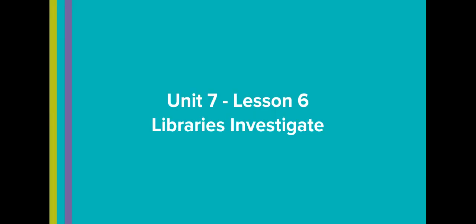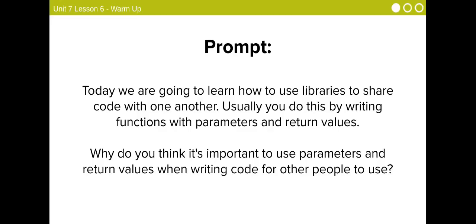Today's lesson is 7.6, where we will investigate libraries a bit closer. Our prompt today is focused on sharing libraries. These functions have parameters and return values. Why do you think it's important to use parameters and return values when writing code for other people to use? You might say parameters and return values help communicate what the code is supposed to do and make functions more flexible to be used in a variety of situations.